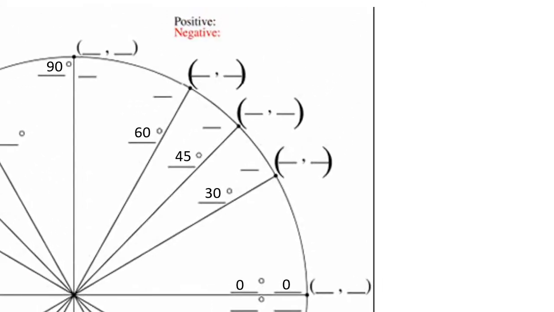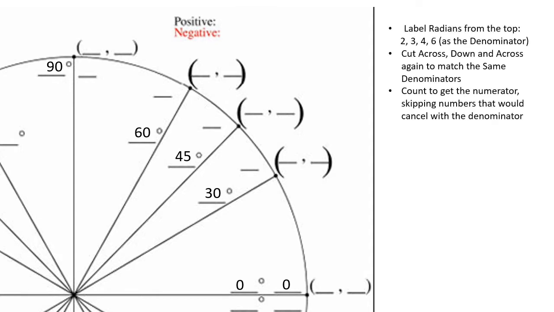Now we also have 0 for radians, where there are 0 degrees. And let's fill out the rest. So we're going to label the radians from the top, 2, 3, 4, 6 as the denominator. So we have pi over 2, pi over 3, pi over 4, pi over 6. We're going to cut across, down, and across again to match the same denominators. We're going to count to get to the numerator, skipping numbers that will cancel the denominator.